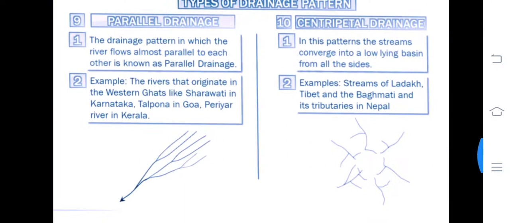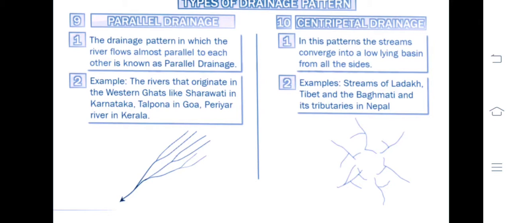Now we have parallel drainage and centripetal drainage. Parallel drainage is one in which rivers flow almost parallel to each other. So simple. For example, rivers that originate in the Western Ghats, like the Sharavati in Karnataka, the Talpona in Goa, and the Periyar river in Kerala, are all parallel to each other.